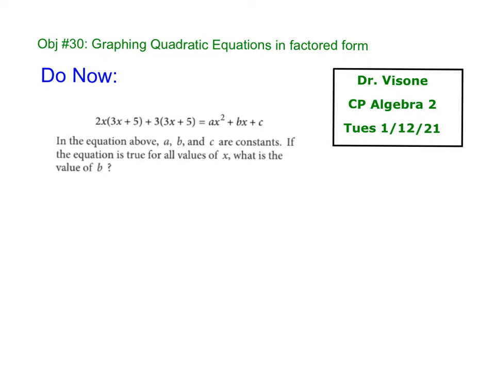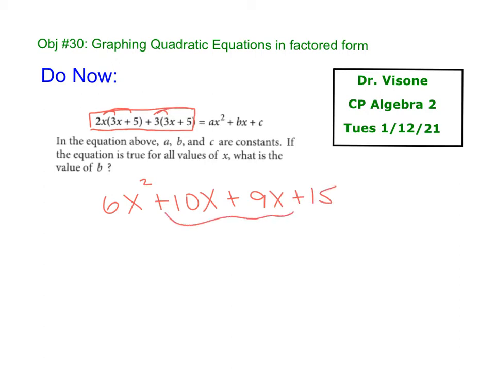In the equation above, a, b, and c are constants. If the equation is true, what is the value of b? Whenever you see a problem, just think, what do I know how to do? Here we know how to distribute. So let's distribute: 6x squared plus 10x, and then we distribute the 3: 9x, and then 15.